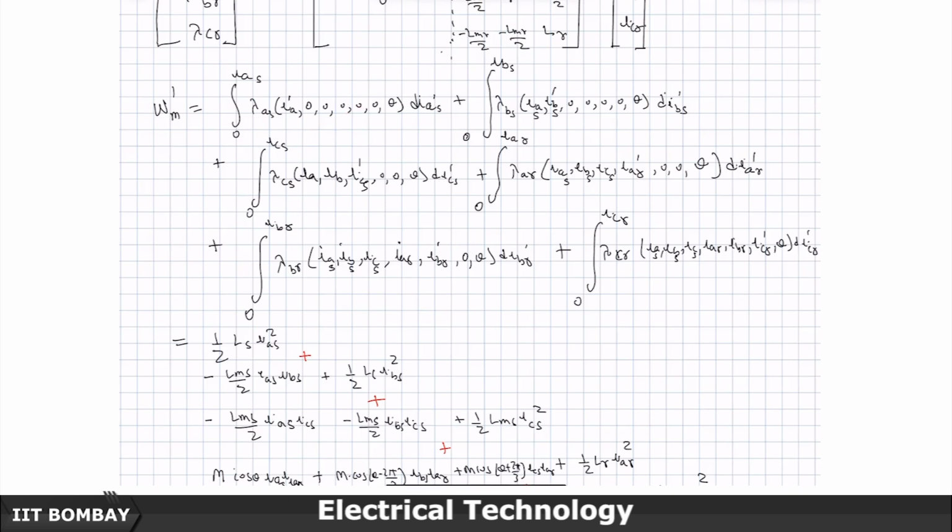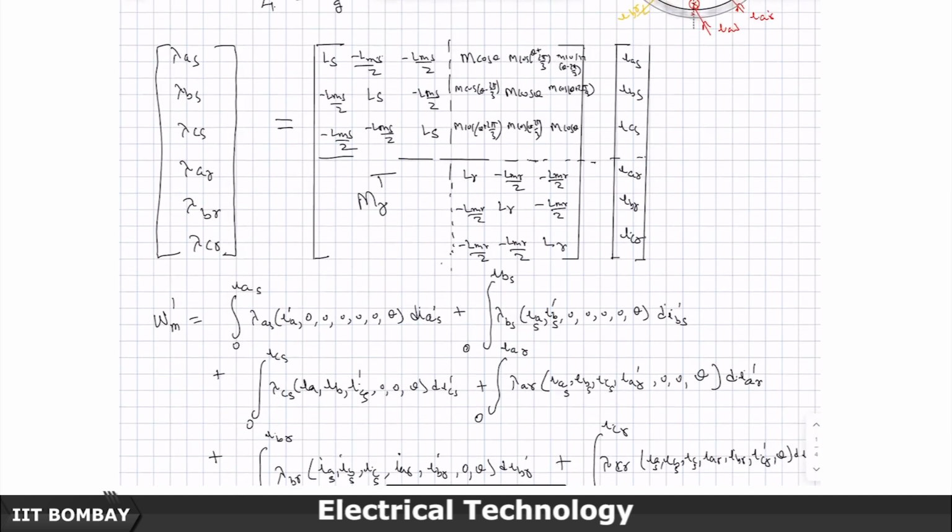This term, because no other coil was excited, is only the energy stored in its own self inductance, which is half of LS IAS square. Then when I come to the second term, I will get two co-energy terms. One corresponds to the self inductance, which will give me half of LS IBS square, and the other I will write here, minus LMS by 2 times IAS. This current is already fixed, right?